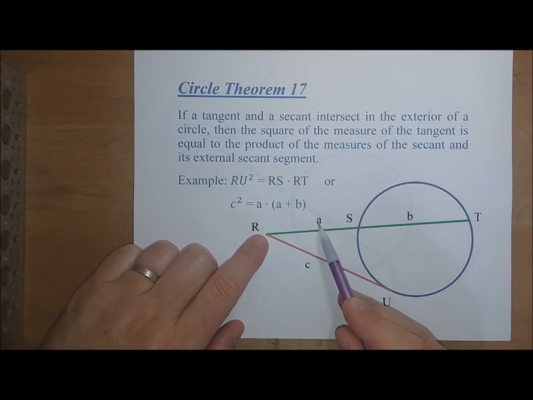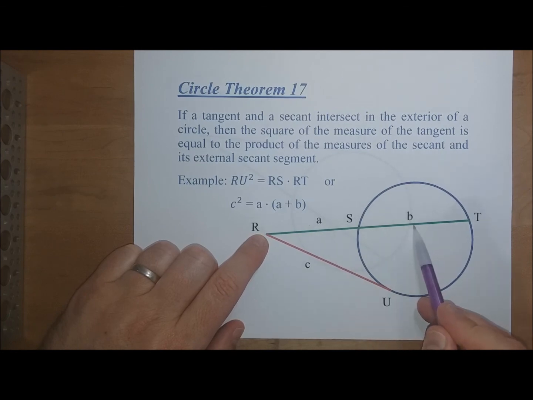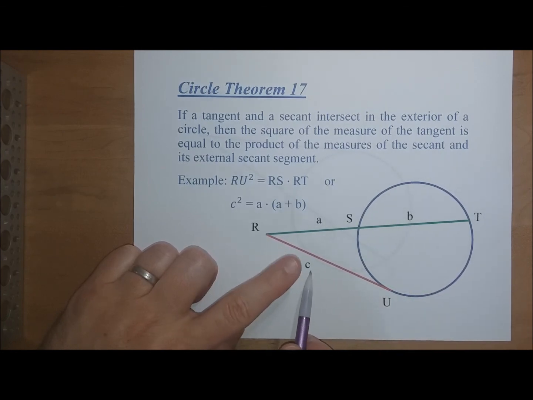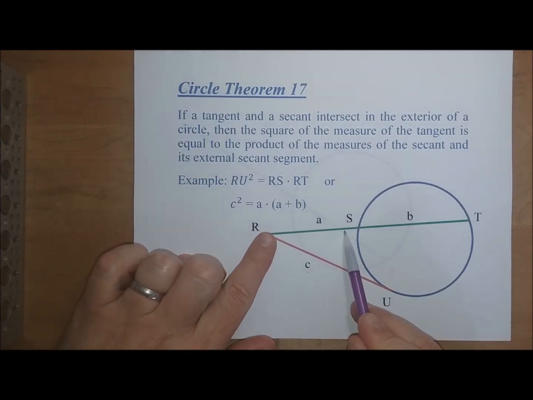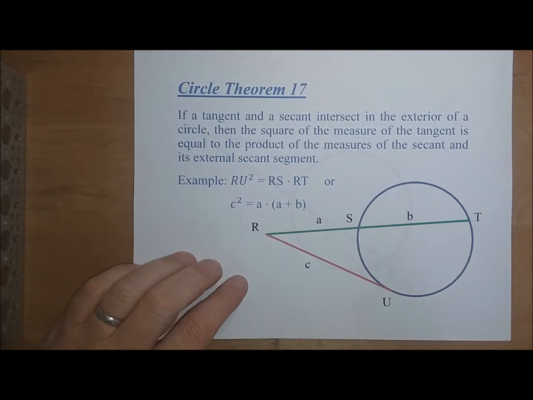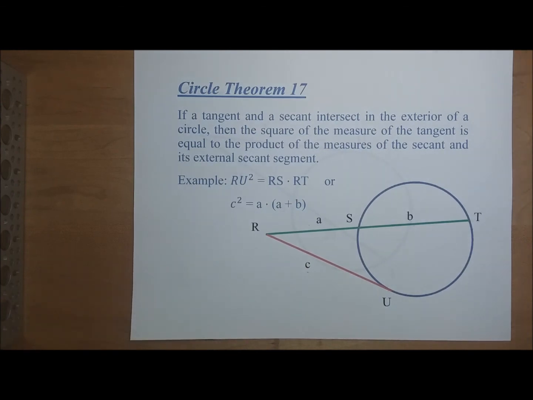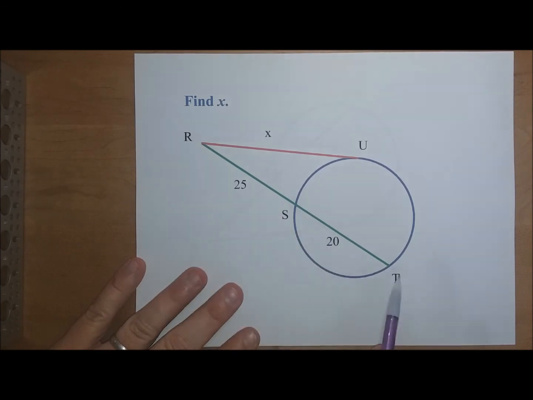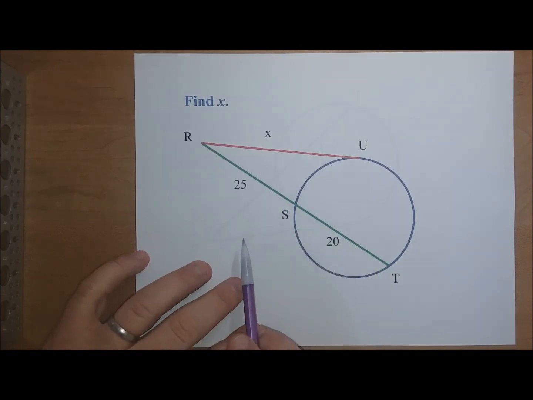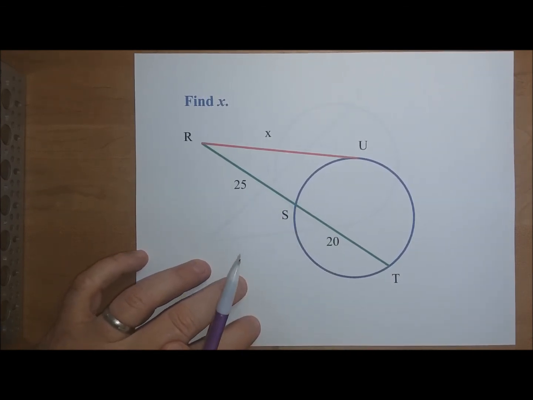So in other words, A times A plus B will equal C times C, or C squared will equal A times A plus B. Let's try a couple of examples. Okay, here they want us to find x. This is that condition where a secant intersects a tangent on the exterior of a circle at point R.